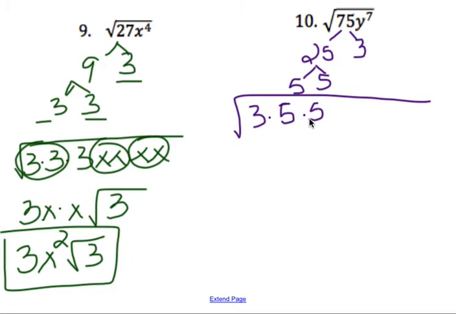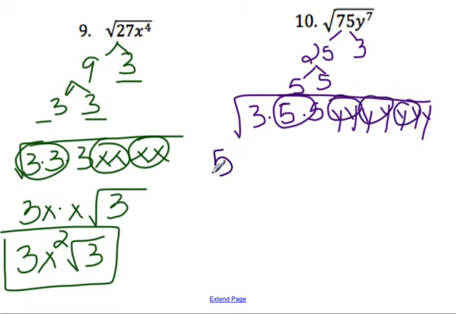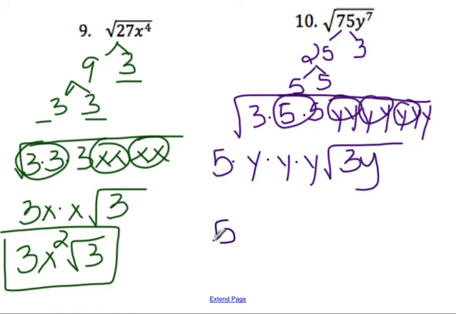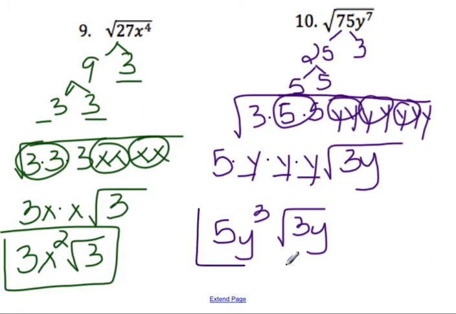That's okay. And then I'm going to have 7 y's. So I'm going to write out all 7 of those y's underneath. So I have 5, a pair of 5's, and 3 pairs of y's. So I'm going to go ahead and write that on the outside. Remember, you have to have a pair or a partner in crime in order to escape out of the radical. So I have 5, and then 1, 2, 3 y's is going to give me y to the 3rd, and then left underneath the radical is 3y. So my final answer is 5y to the third times the square root of 3y.